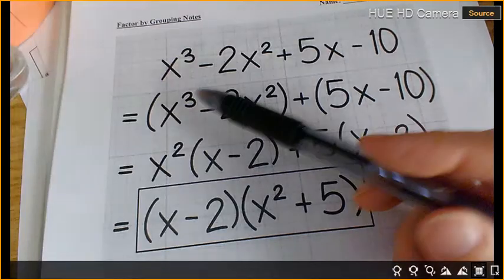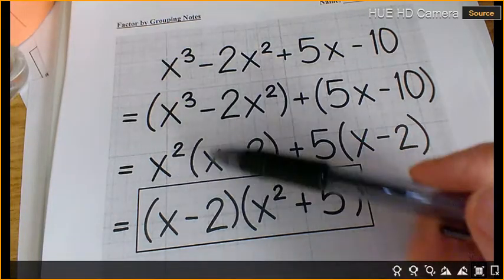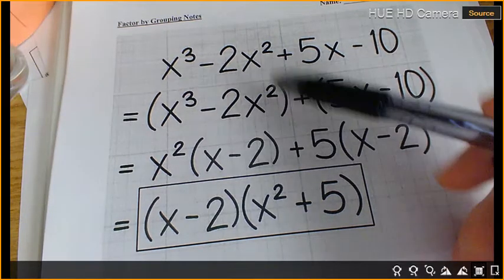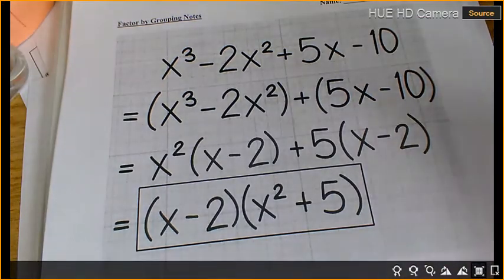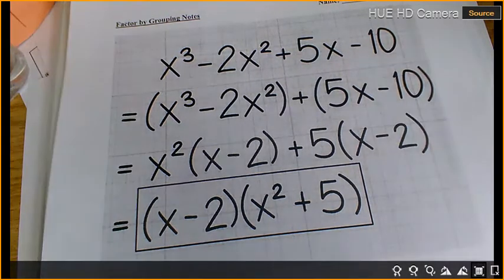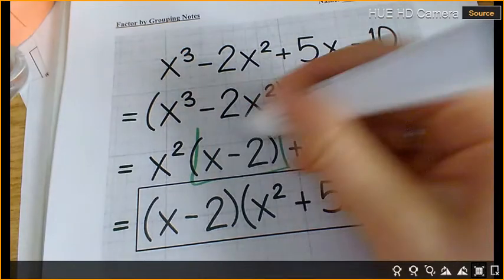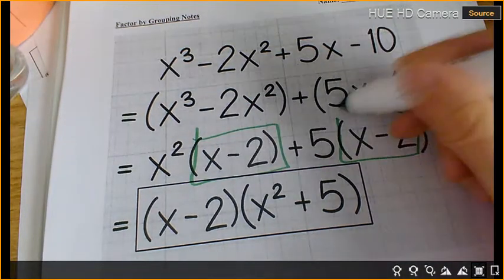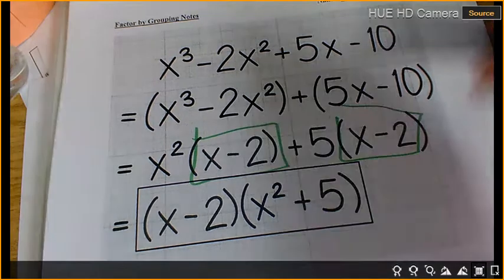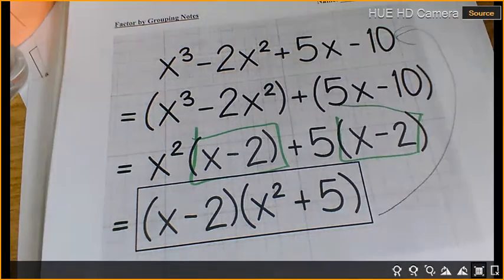So we can pull an x squared out of that. x squared times x is x to the third. x squared times negative 2 is negative 2x squared. And then for the second one, I pulled out a 5. Do you see how both of these are the same? They both have x minus 2. So we can say x minus 2 times what's left over, x squared plus 5. And that will give us the answer up here.